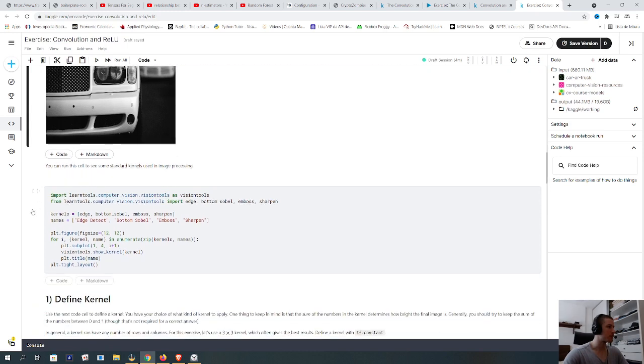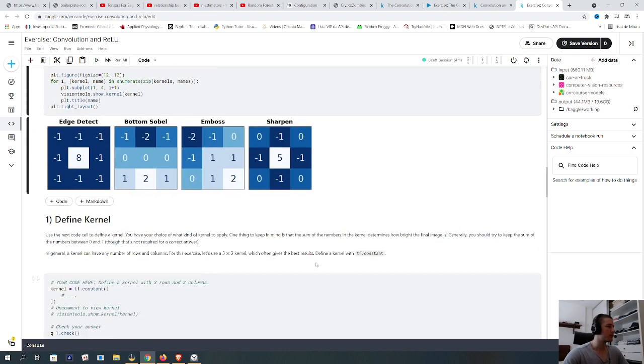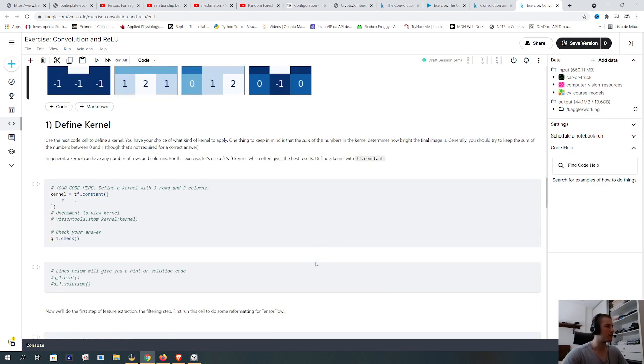You can run this to see some standard kernels used in image processing. So edge detect, bottom Sobel, emboss, sharpen. Define a kernel. Use the next code cell to define a kernel. You have your choice of what kind of kernel to apply. One thing to keep in mind is that the sum of the numbers in the kernel determines how bright the final image is. Generally, you should try to keep the sum of the numbers between 0 and 1, though that's not required for a correct answer.